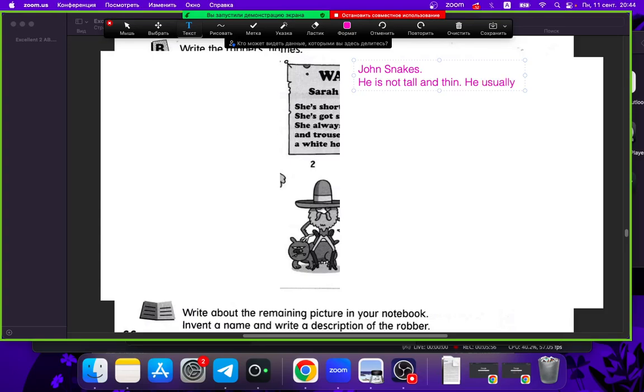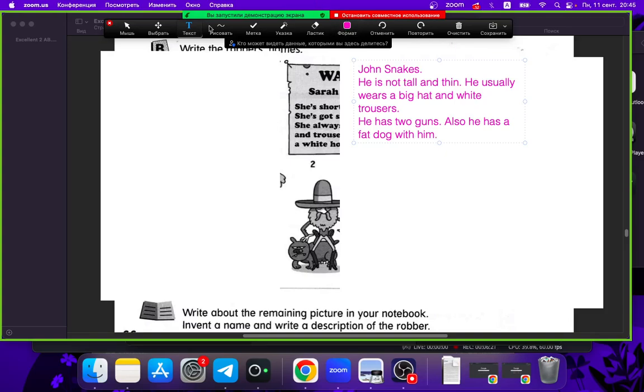He usually wears a big hat and white trousers, yeah? White trousers. That's what he usually wears. He has 2 guns, by the way. Also, he has a dog, a fat dog with him, yeah? Write it down in your notebook.